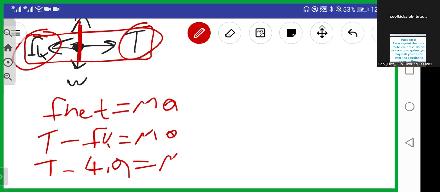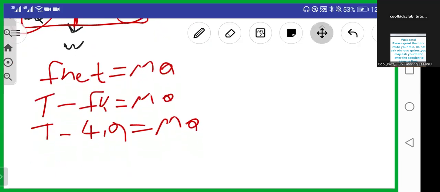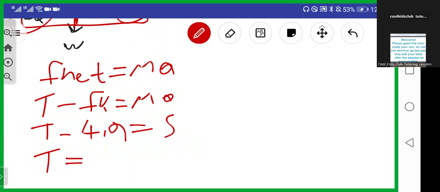Now that the tension appears with a positive sign, I advise that you immediately make tension the subject of the formula since it's positive. Then don't forget that your mass is 5 this time, multiplied by A, which is eventually 5A. Okay, then you'll have T equals 5A plus 4.9. Now you have a tension and the A in the same equation.